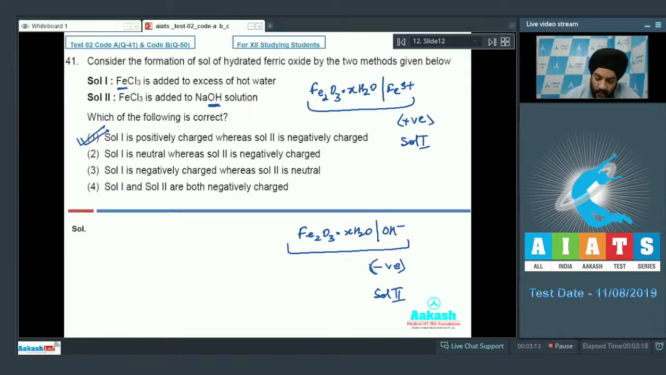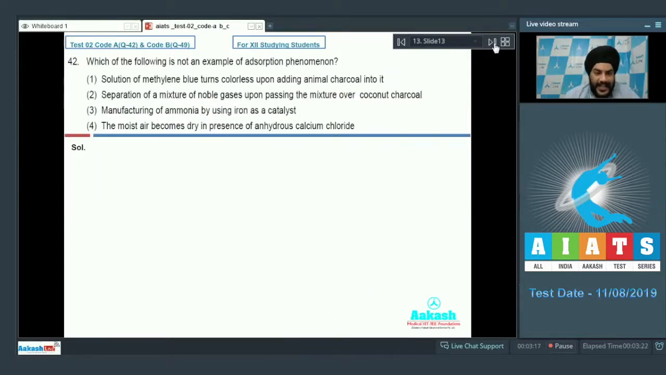Let us look at the next question now. Question 42. Which of the following is not an example of adsorption phenomena? The first option says solution of methylene blue turns colorless upon adding animal charcoal into it. So this is correct, students. The animal charcoal adsorbs all the methylene blue and thus the solution turns colorless.